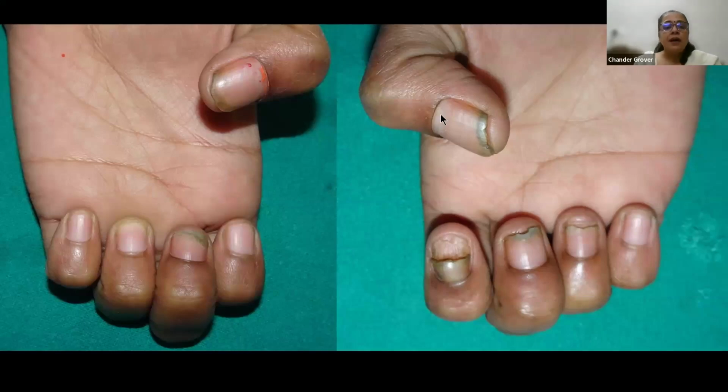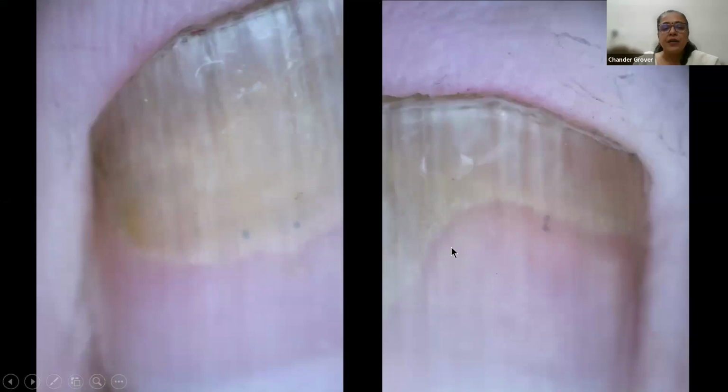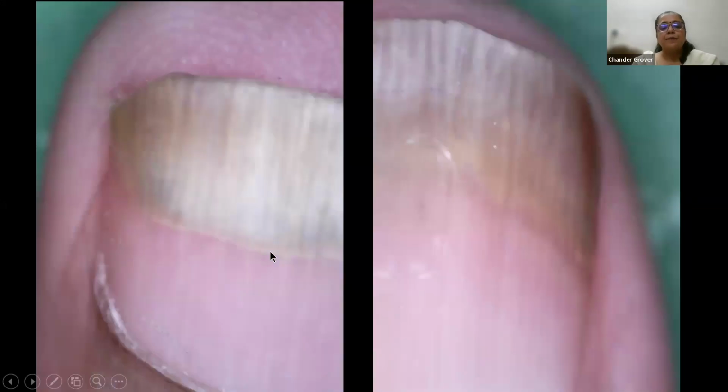Another patient here, again presenting to you only with onycholysis. You don't know the cause. It's separating. Why is it separating? Under the onychoscope, see, very clean, very regular, clean edge. This is primary onycholysis, which is occurring.